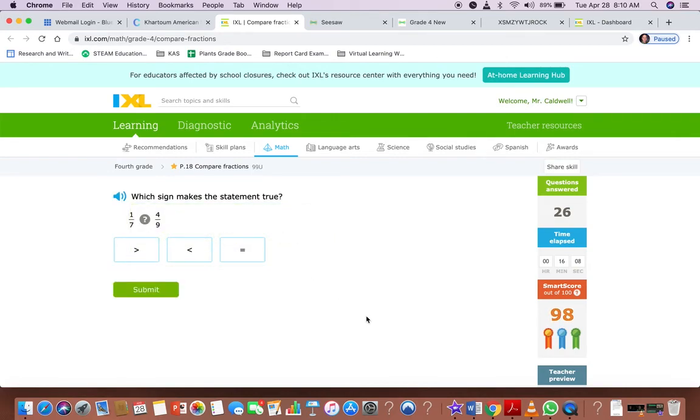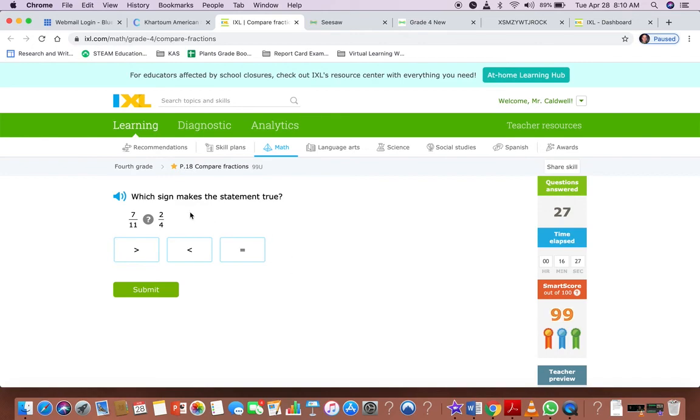All right, which sign makes the statement true? 1/7 or 4/9? Well, we know 1/7 is really small. 4/9 is almost half. So we know that 4/9 would be bigger.